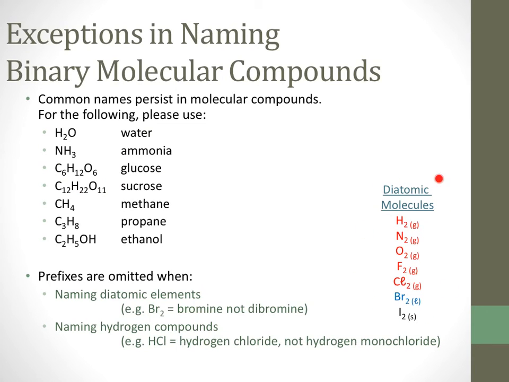These are molecular elements, namely hydrogen gas, nitrogen, oxygen, fluorine, chlorine, bromine, and iodine. Diatomic means that there are two of each of these atoms within these molecular elements. You do not include the di in front of their name, so Br2 is simply bromine, and you indicate its state: L is liquid, G is gas, and S is solid.